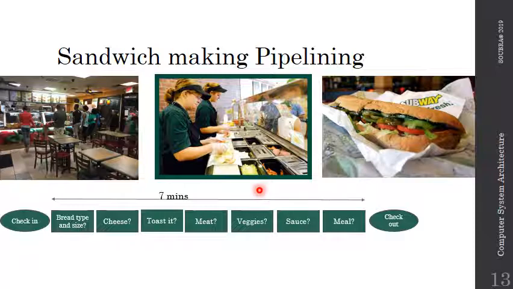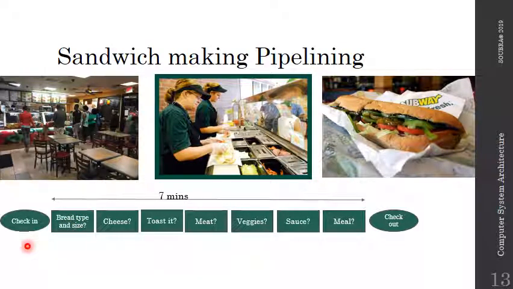This is not efficient. I want to go faster. How can I go faster? So let's see. Client number 1 checked in, is choosing bread type and size. Then after 1 minute, I'm moving to the cheese. So I'm going to go ahead and choose my cheese. So you can notice that the person who's getting the bread size and type is free now.